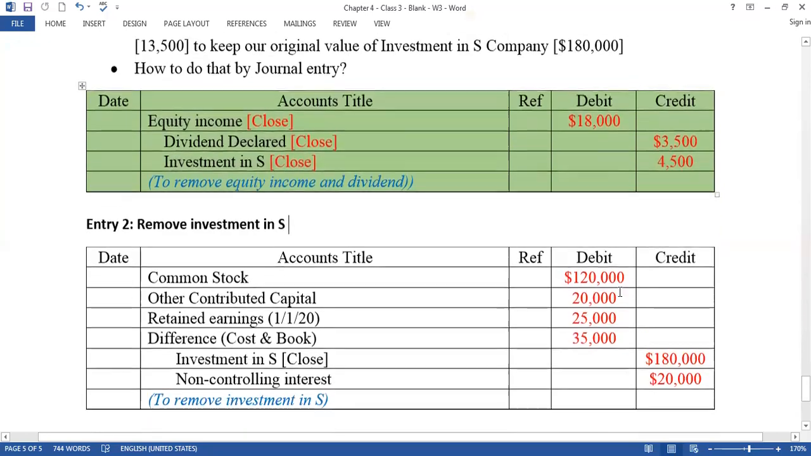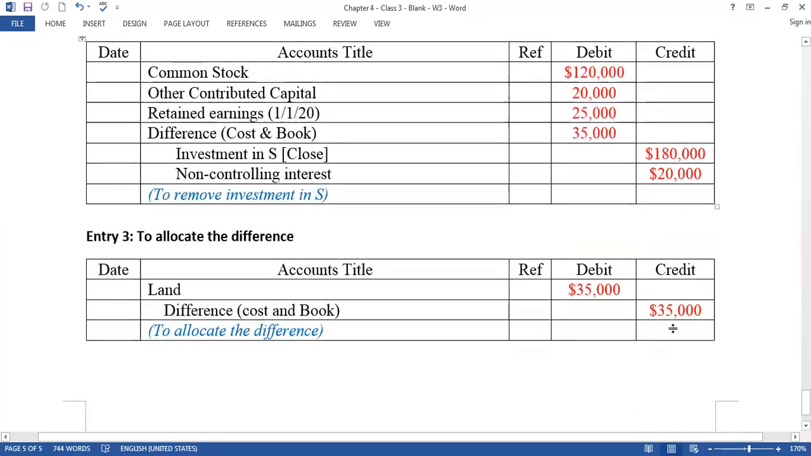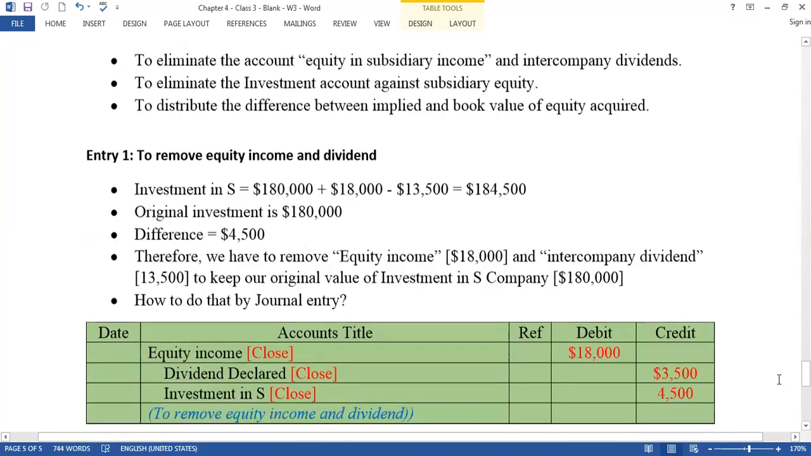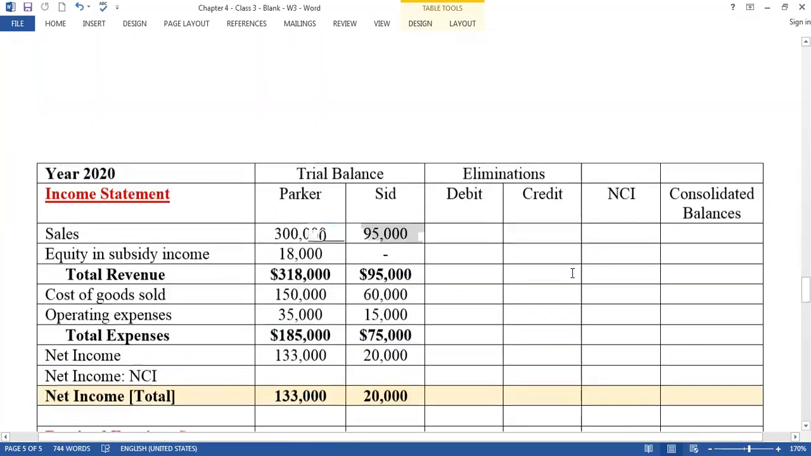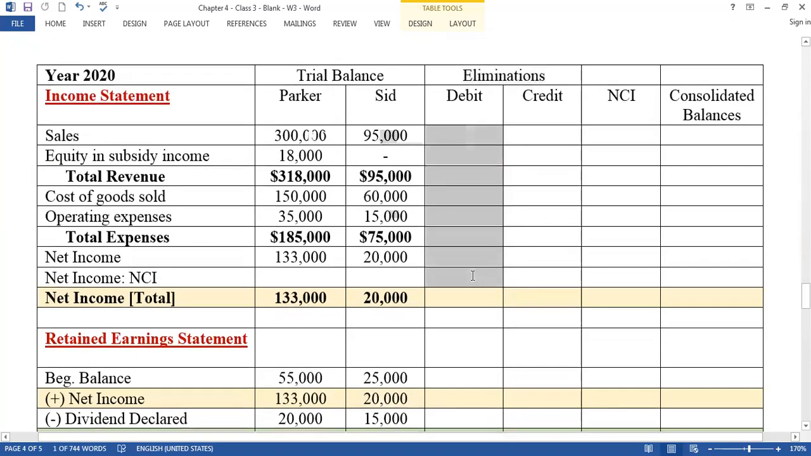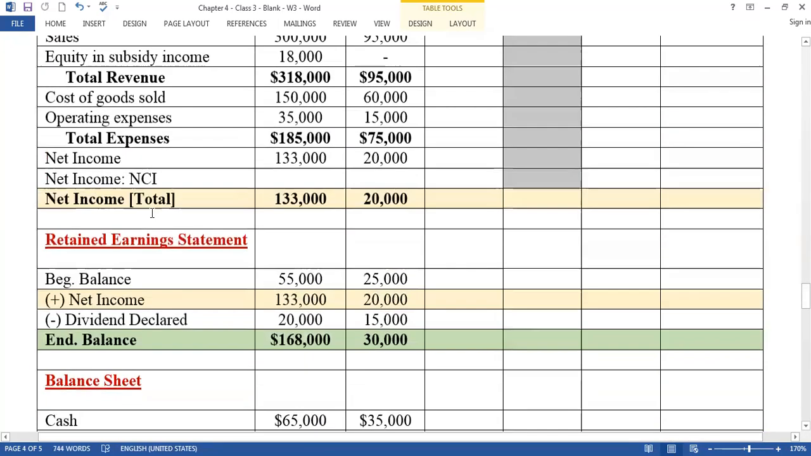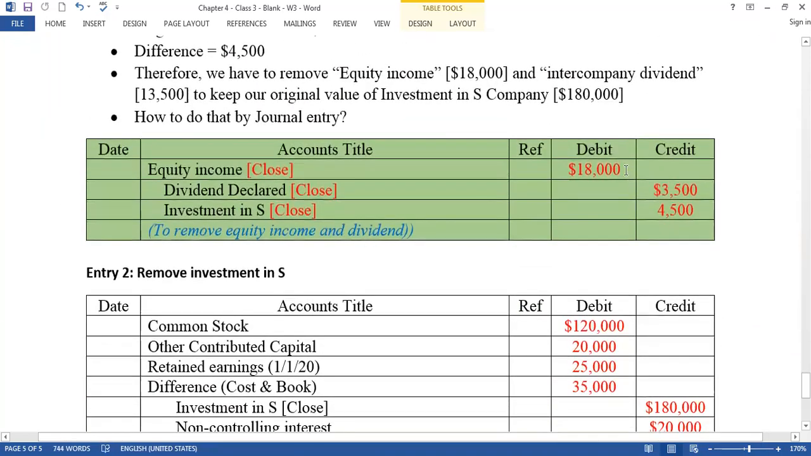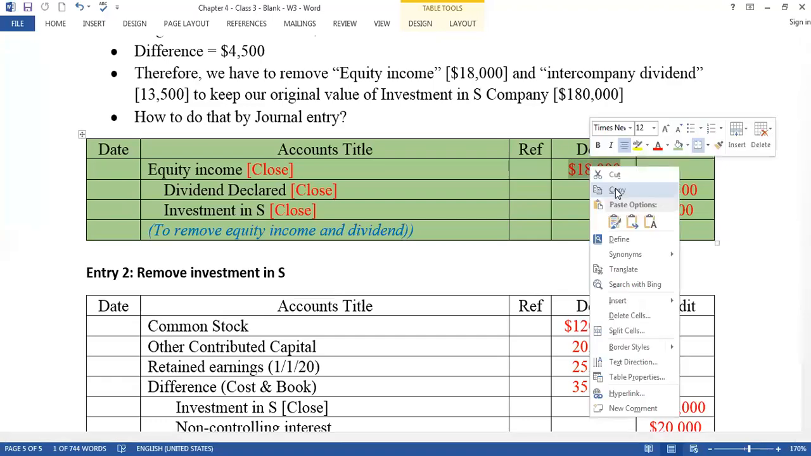Now the red color here, some are debit, some are credit, right? Debit items go to the debit side of the elimination entries, and credit items will go to the credit side with their account titles. So we already have their account titles. Now the first one you can see is equity income, debit. I copy it.